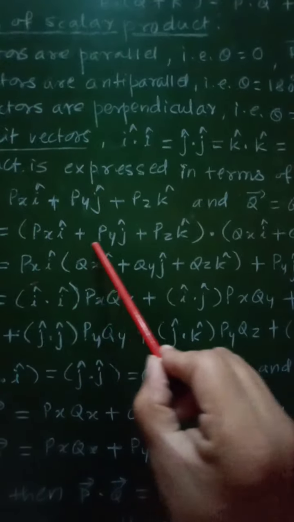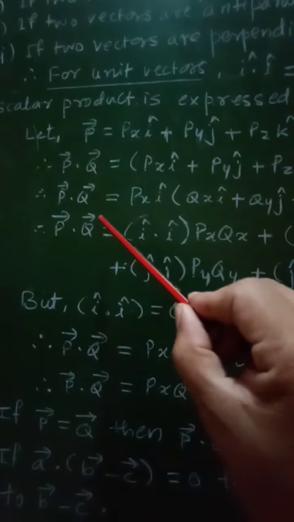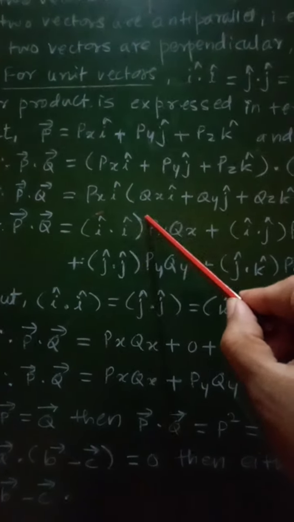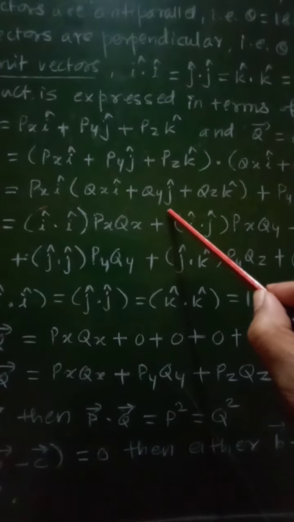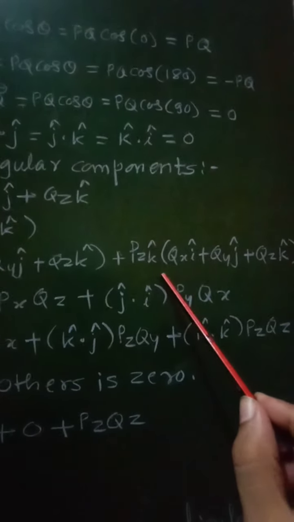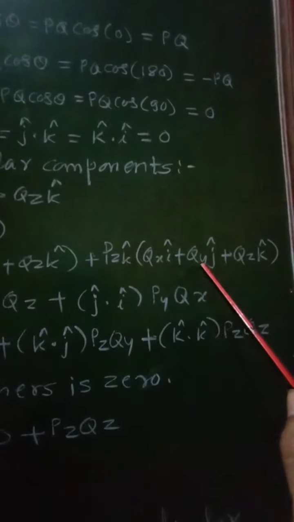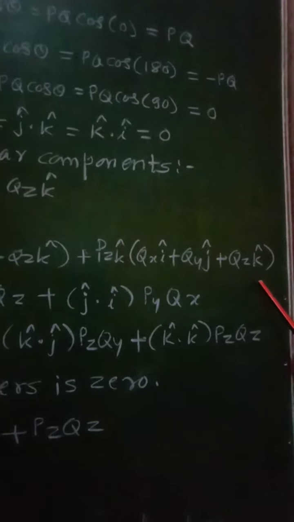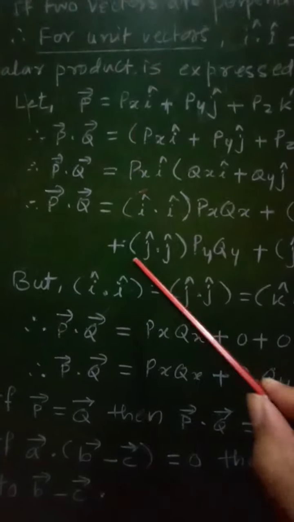Now each term of vector p will be multiplied by all three terms of vector q, and therefore we can write vector p dot vector q equal to px i cap into qx i cap plus qy j cap plus qz k cap, plus py j cap into qx i cap plus qy j cap plus qz k cap, and plus pz k cap into qx i cap plus qy j cap plus qz k cap.